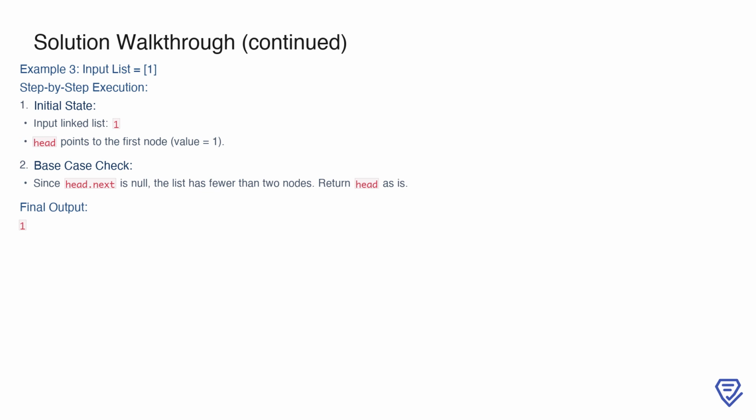Here, the head points to this single node with the value 1. When we perform the base case check, we find that head.next is null, which means the list has fewer than 2 nodes. In this case, no swapping is needed, and we simply return the head as is. Therefore, the output for this example is just the single node 1.